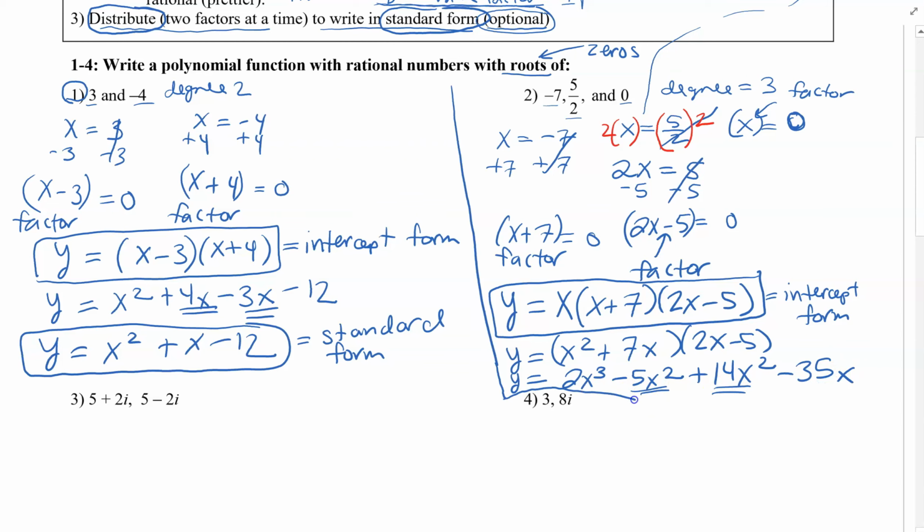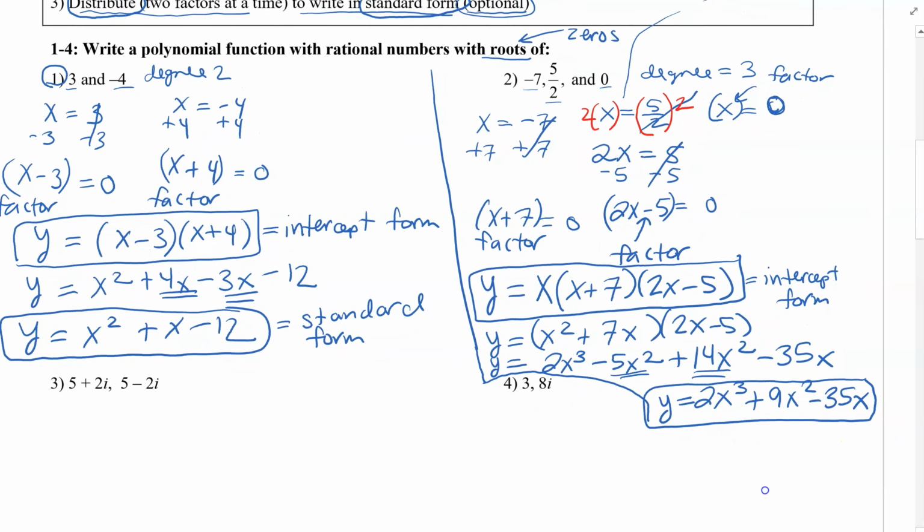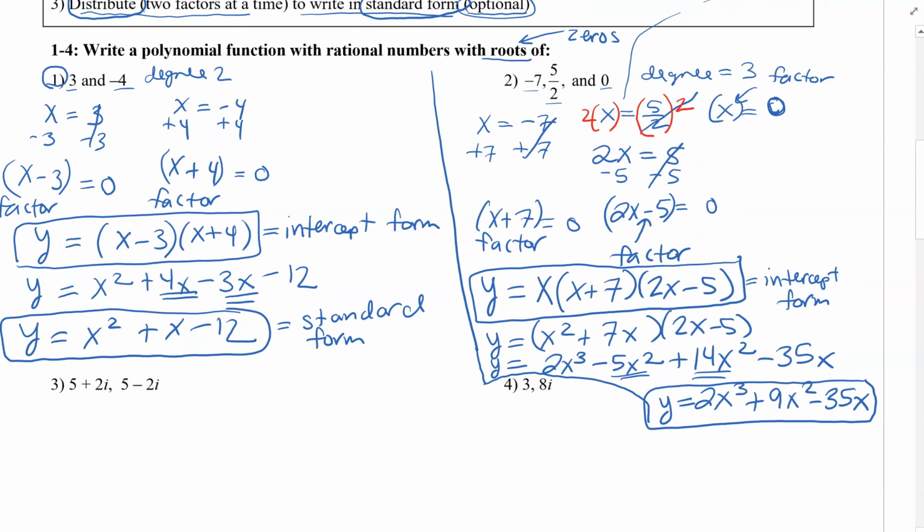Let me kind of go down here like this, and then my final answer, in standard form, would be y equals 2x cubed plus 9x squared minus 35x. And that would be our final answer in standard form. So one connection I wanted to make is that if you do have a root of 0, that could only happen if every single term in your equation has an x in it. Right?